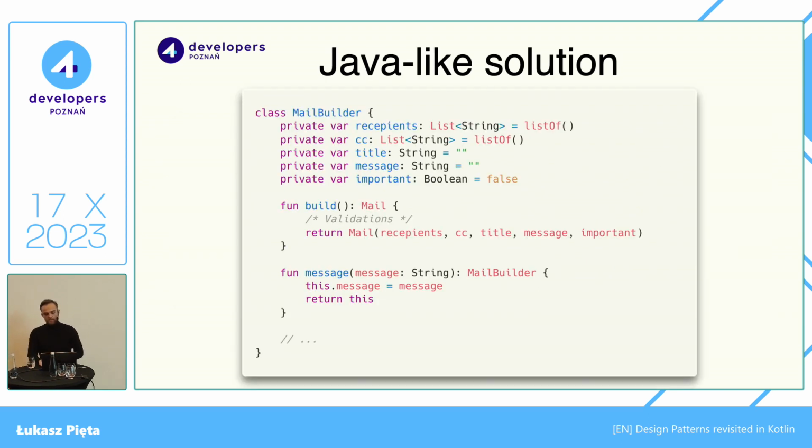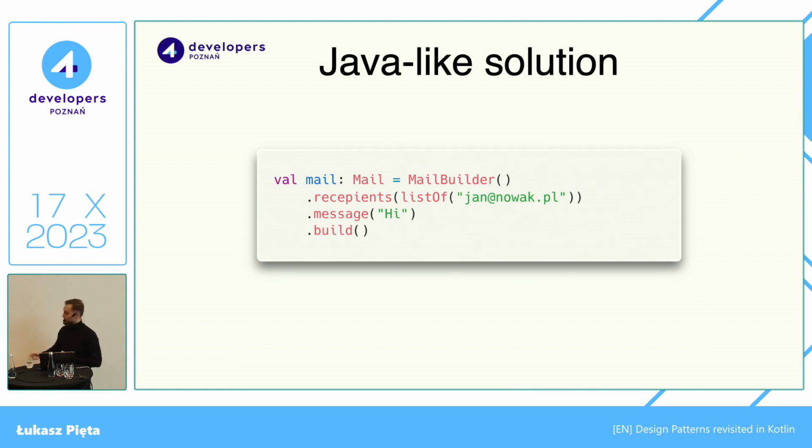So the Java solution to this, not only the Java solution, it's some contract that all the programmer community agreed upon, that there's a need for a builder. In Java, you would do this. You would create a builder with all these fields which are mutable, and you would define functions which will set these fields to some values. And of course, you have a build method, which will create the objects that we, at the end of the day, want to have from the builder.